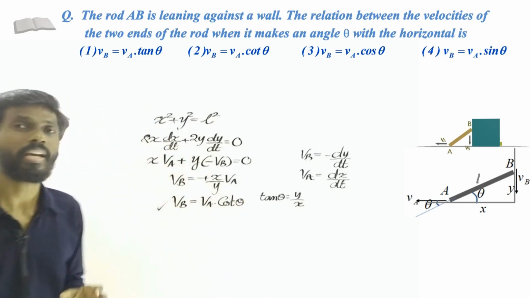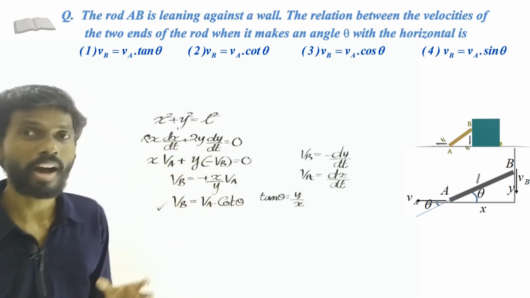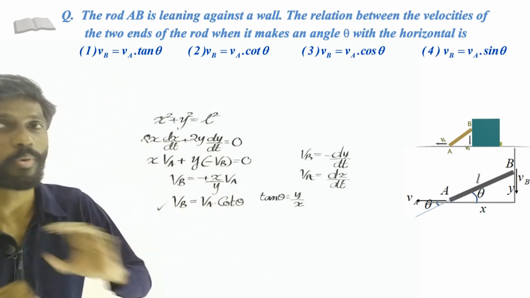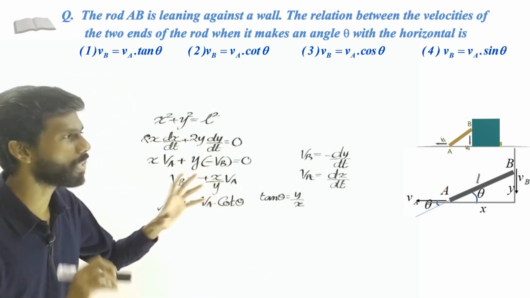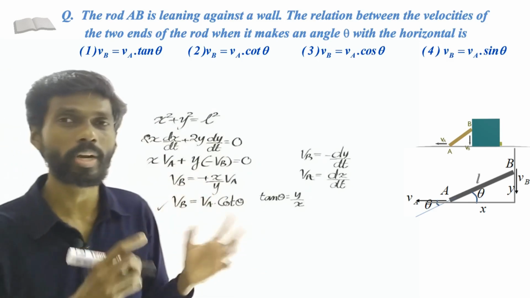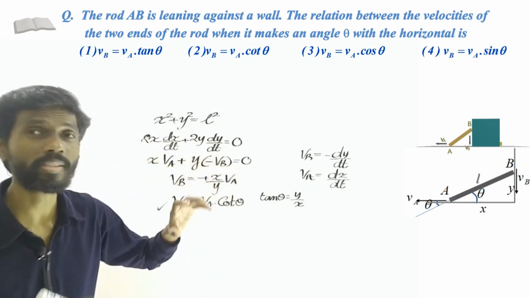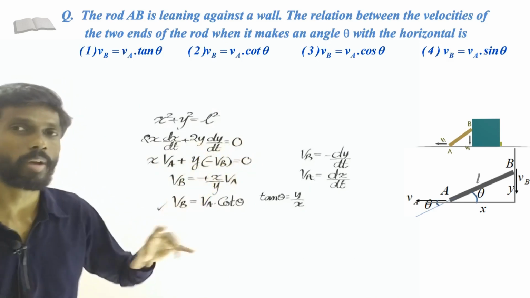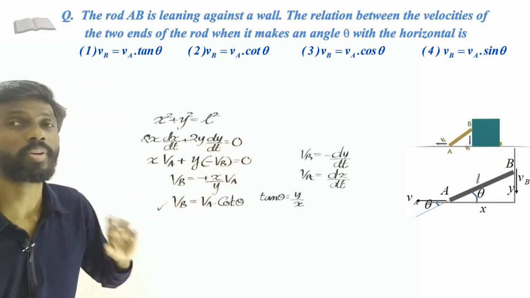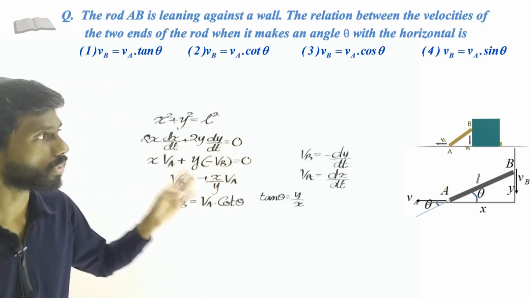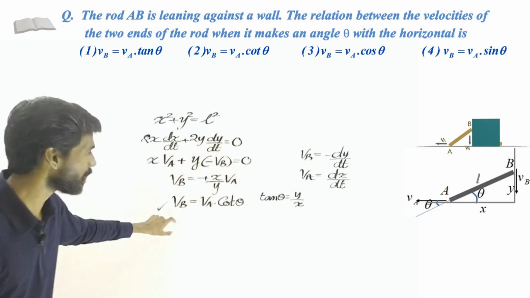See, this question has nothing to do with force or acceleration. No acceleration, no force, no Newton's law. We simply find the relation between the velocities of the two endpoints. It is a constrained motion, so the motion of one depends on the other, but not exactly equal. What is the relation between the velocities of these two points? That's what we are finding. So this is the relation.